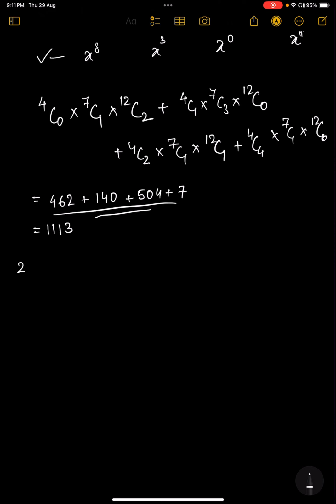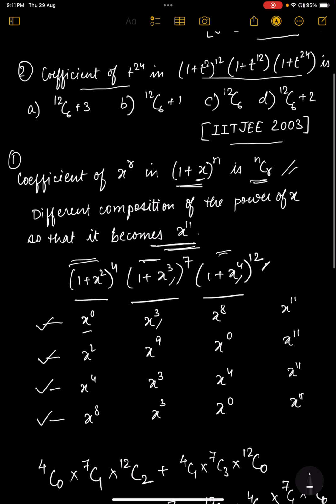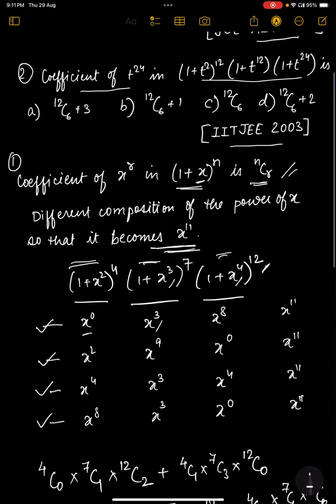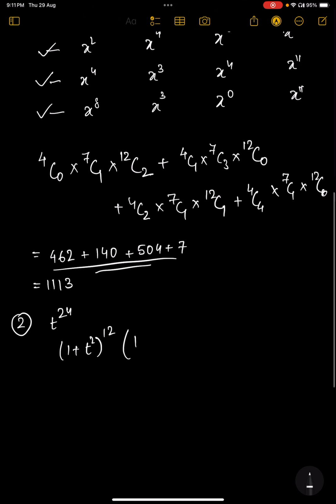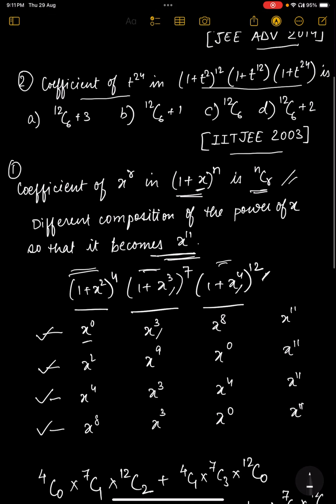Now, coming to the second question. In the second question, we are asked to find the coefficient for t to the power 24, and the expression which is given to us is 1 plus t square power 12, and then we are given, just let me check this, 1 plus t to the power 12 in product with 1 plus t to the power 24. Okay, so we have this expression correctly written.